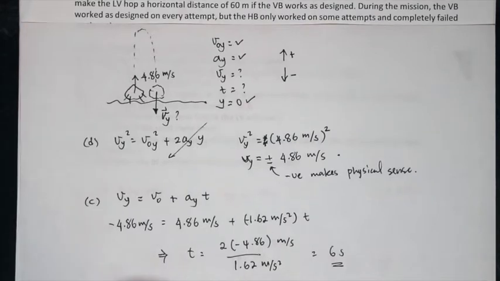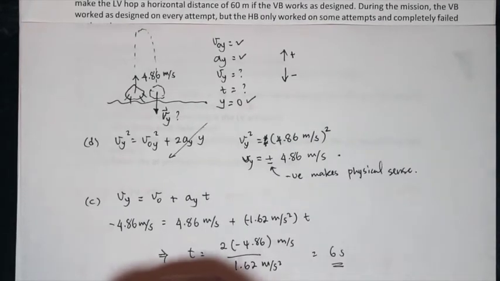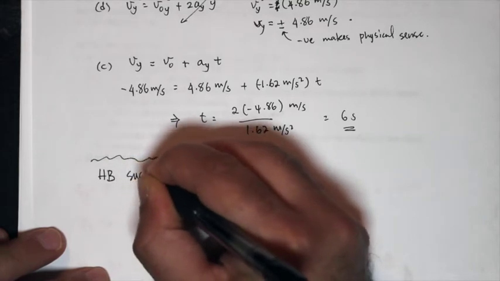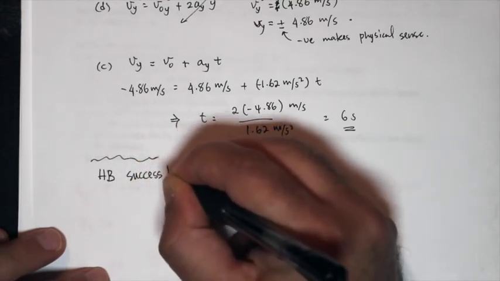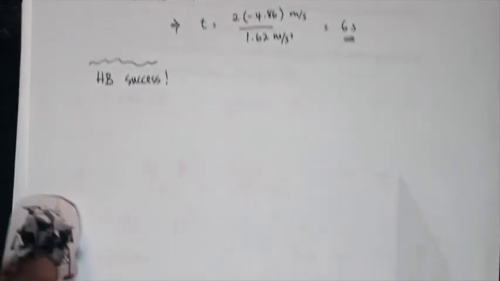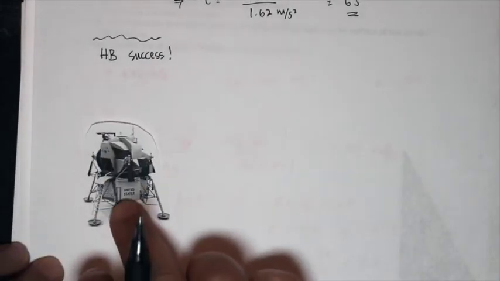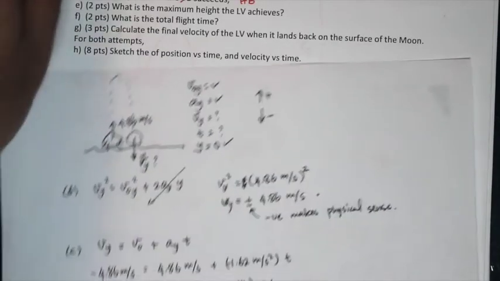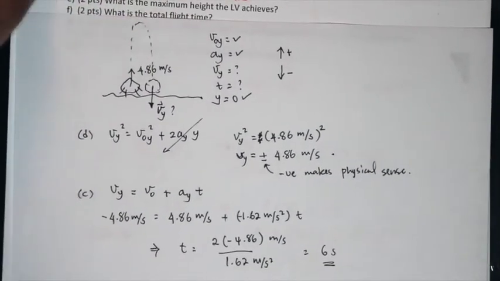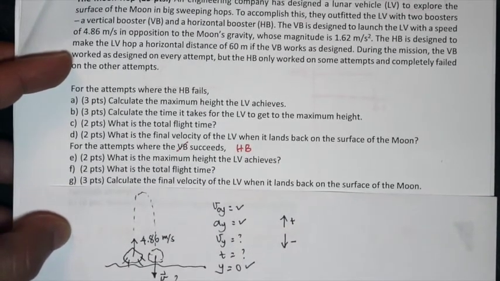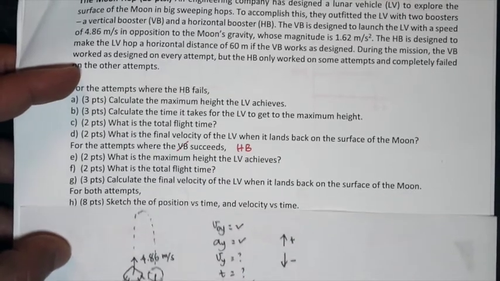The next part of the problem is going to be a different situation in which now the horizontal booster succeeds. So in this case, my lunar vehicle, instead of just going up and down, is going to take this projectile motion, the classical shape that we know. So what do we know about this? The question is again asking about the maximum height, the total flight time, the final velocity when it lands back on the surface of the moon, and then we're going to plot some things.